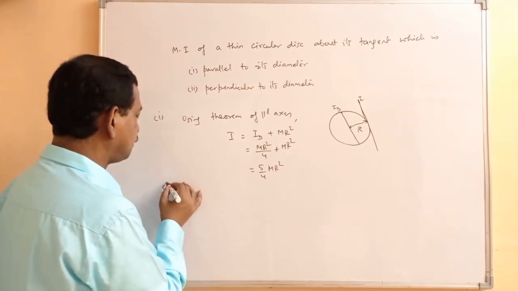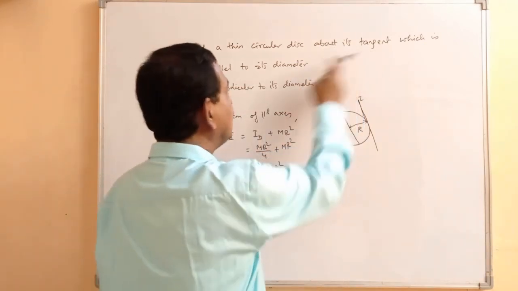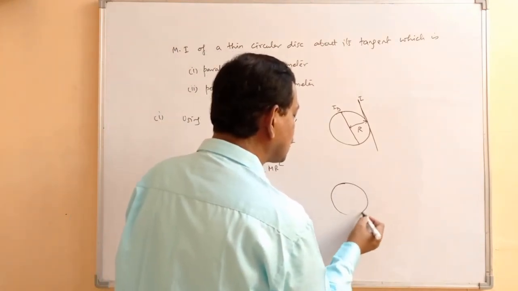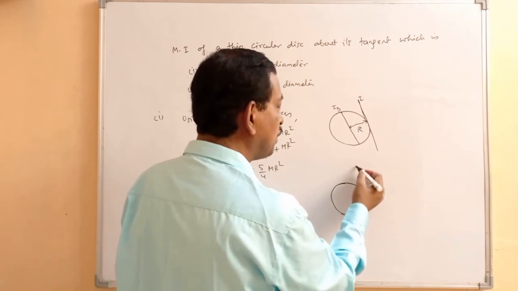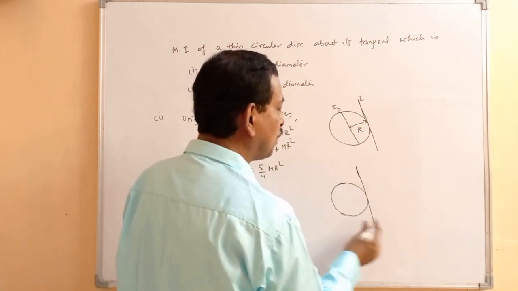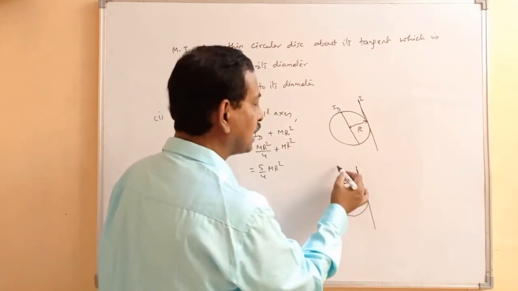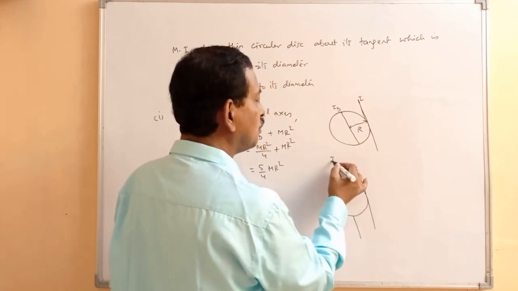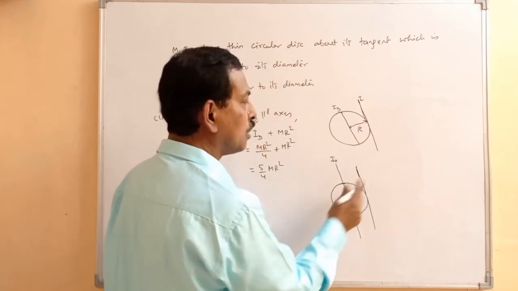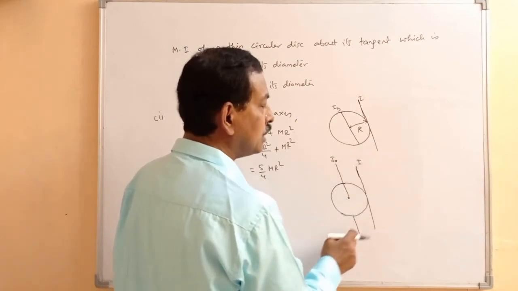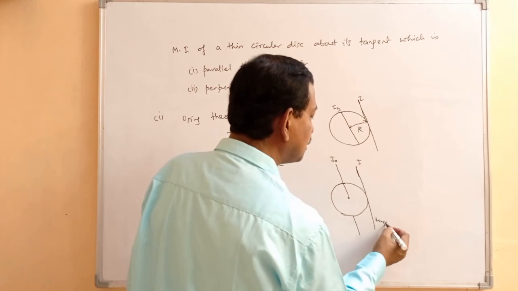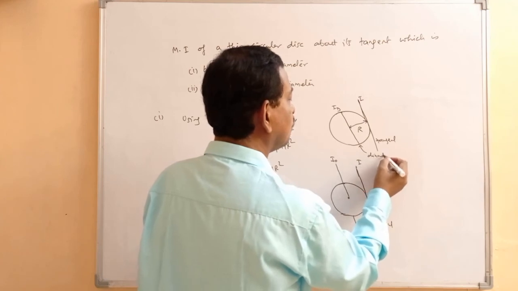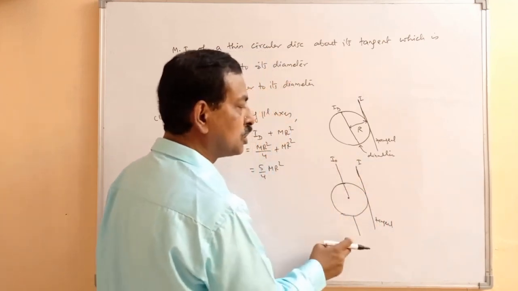For the second one, where the tangent is perpendicular to its diameter, suppose this is the circular disc and the tangent is perpendicular to its diameter, that means it is perpendicular to its plane. So now we'll take the axis passing through its center of mass and perpendicular to its plane. This is the axis passing through its center of mass, and this is the axis about which you want to find the moment of inertia. This is the tangent, and this is the diameter. And this is now the axis passing through its center of mass.